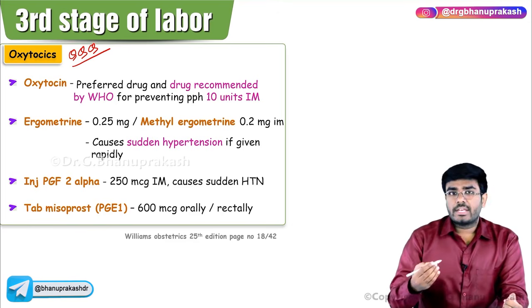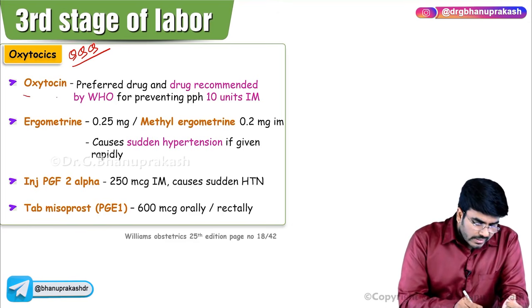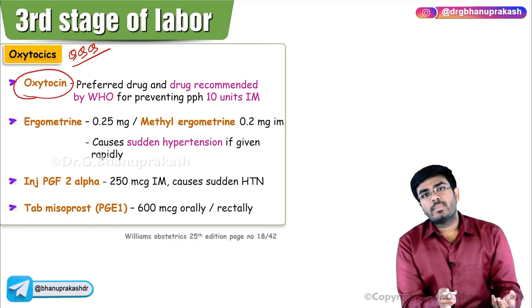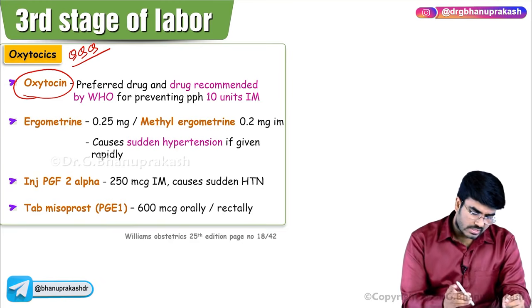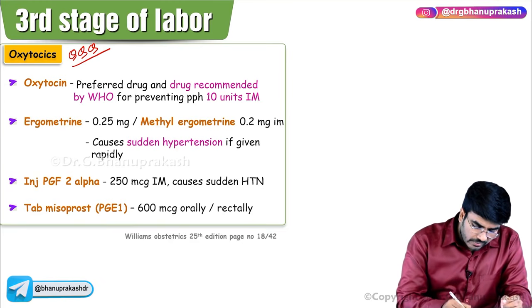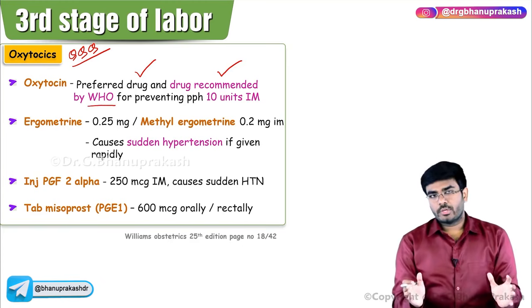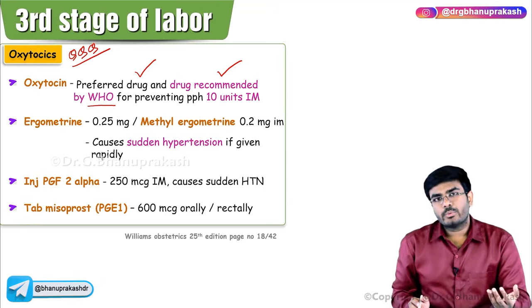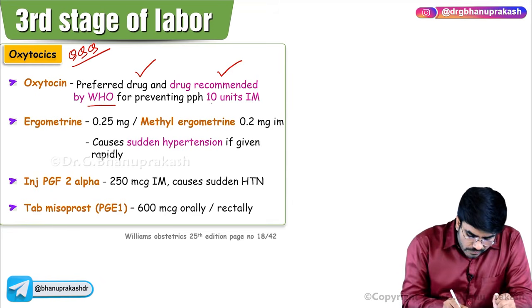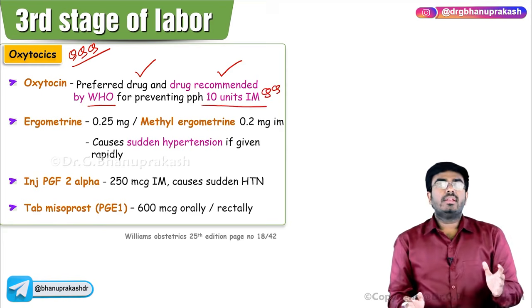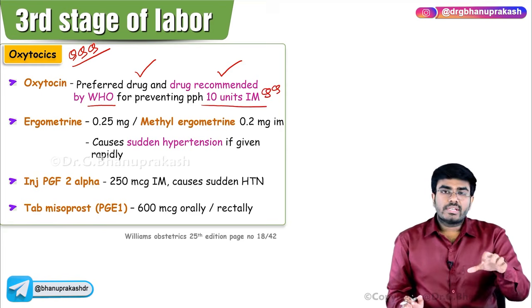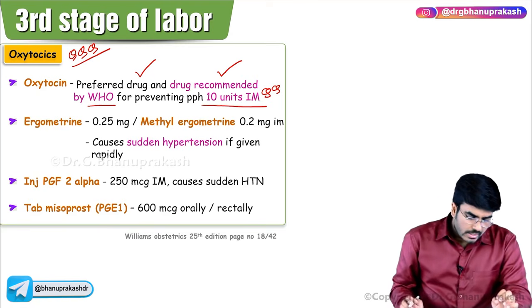So what all drugs can I use? The most important drug and most preferred drug by the WHO, that is oxytocin. Okay, so oxytocin is the preferred drug and the drug recommended by the WHO. How much am I going to give? I will be giving 5 to 10 units IM. So 5 to 10 units IM oxytocin will be given, okay. So it causes the uterine contractions.